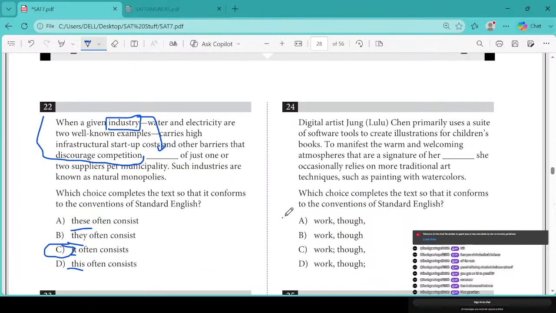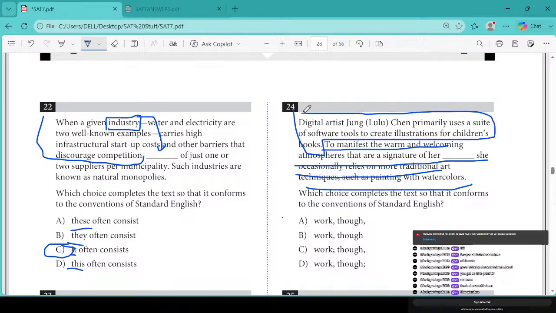Anyways, let's move on to question 24. So, what is this? Still punctuation, I see. To manifest the warm and welcoming atmospheres. So, normally in solving grammar questions, I prefer to read just the sentence we are looking at, right? I would normally ignore the rest unless I need to find missing information that you can't find in here, for example, context or the tense used.